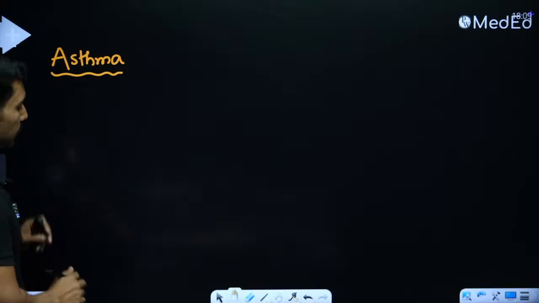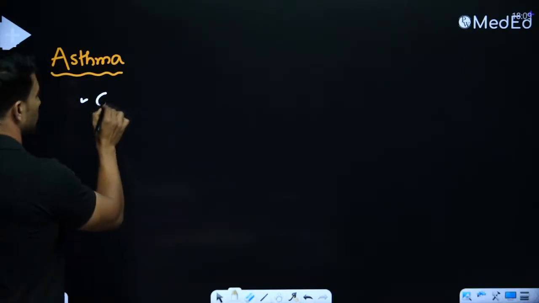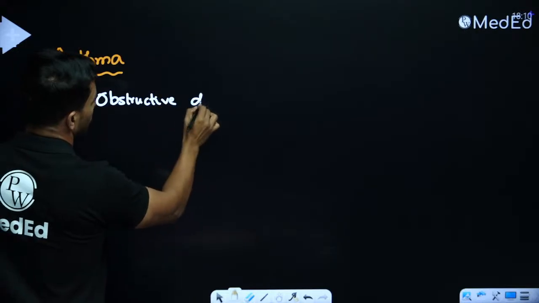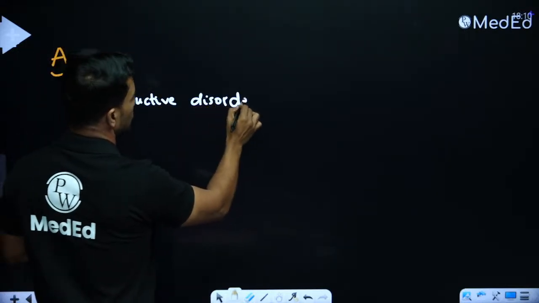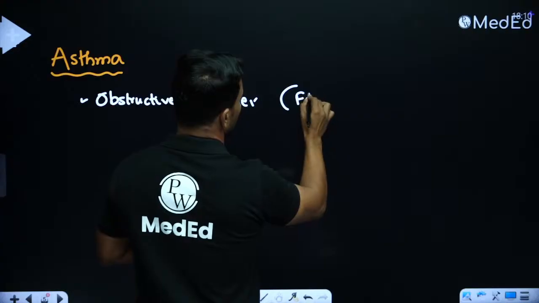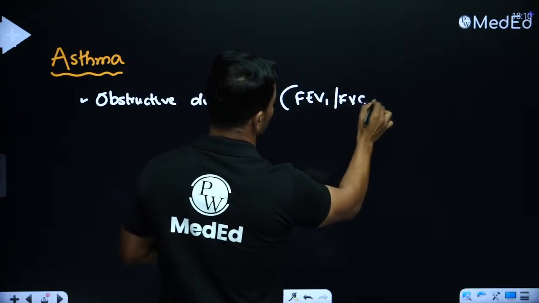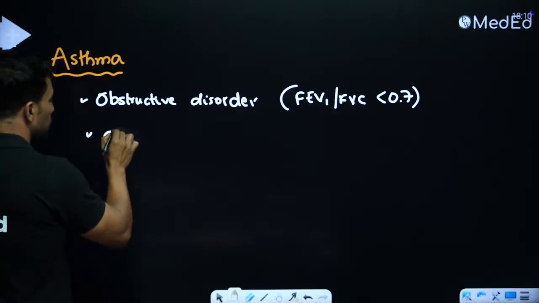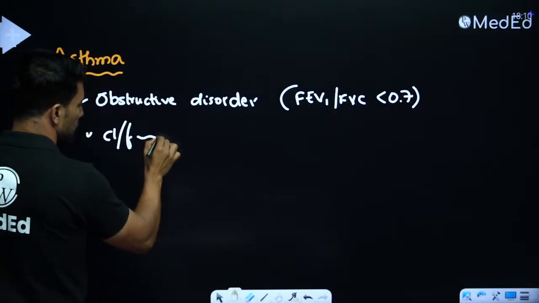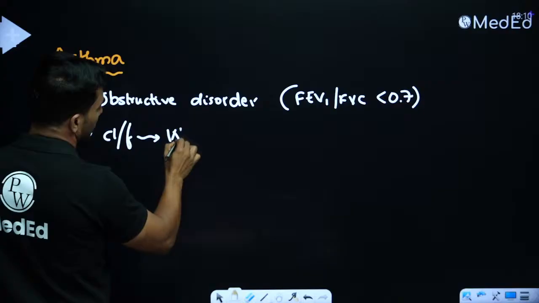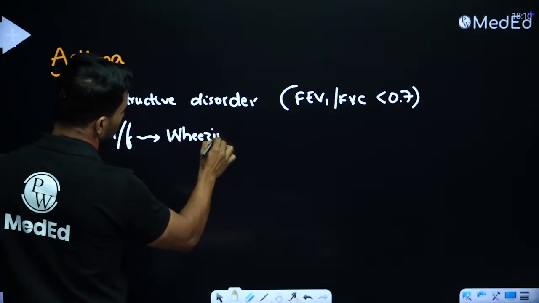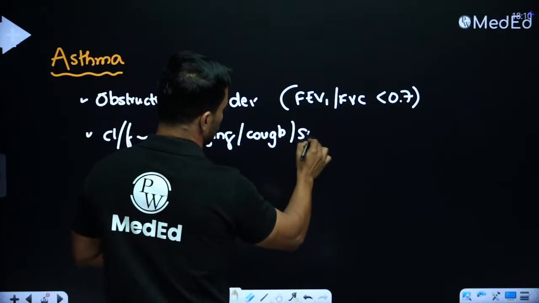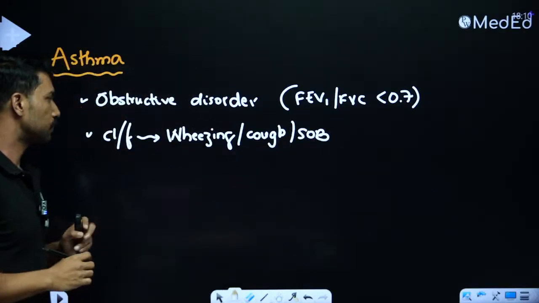First, let us start with asthma. Asthma is an obstructive disorder, and being an obstructive disorder, what will be my FEV1 by FVC ratio? In this case, the FEV1 by FVC ratio will be less than 0.7. Okay. In terms of clinical features, if the question is talking about clinical features, what symptoms are we expecting? We are expecting wheezing, cough and shortness of breath.